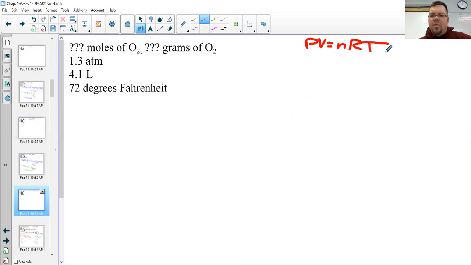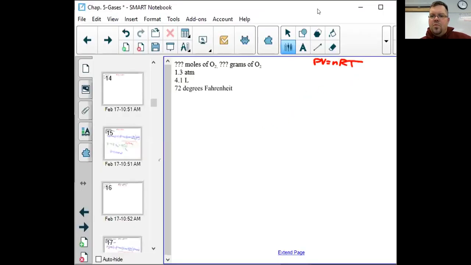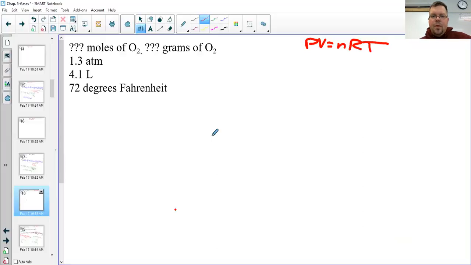Question number 3, the final question. In this one, again, still using the same equation, the ideal gas law equation. In this case, you're going to be solving for ultimately moles, and then you convert to grams.